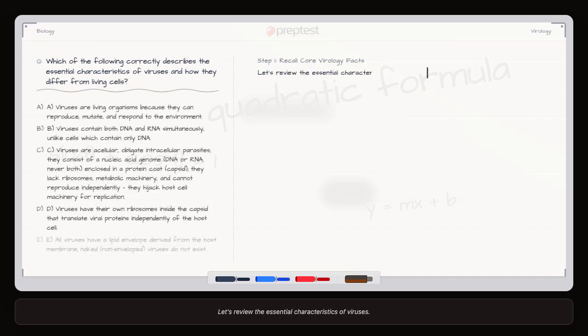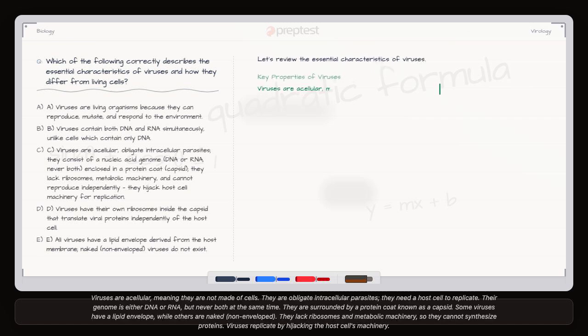Let's review the essential characteristics of viruses. Viruses are acellular, meaning they are not made of cells. They are obligate intracellular parasites. They need a host cell to replicate.